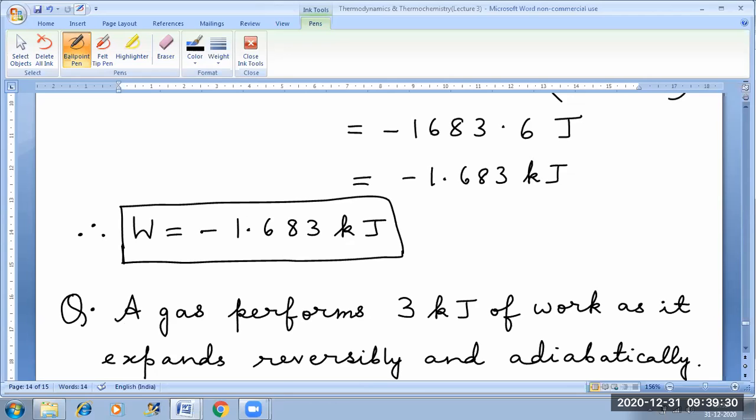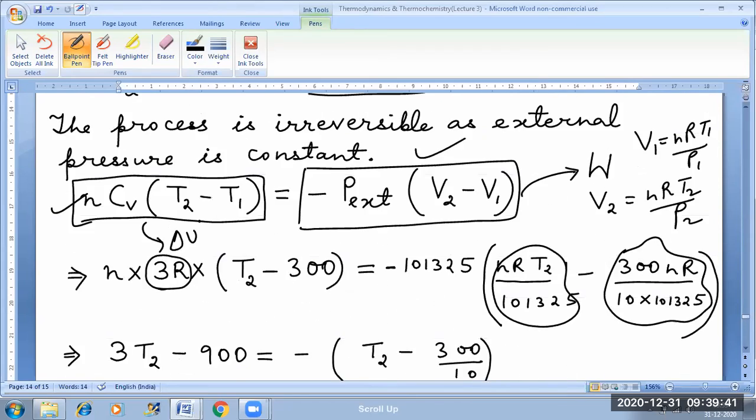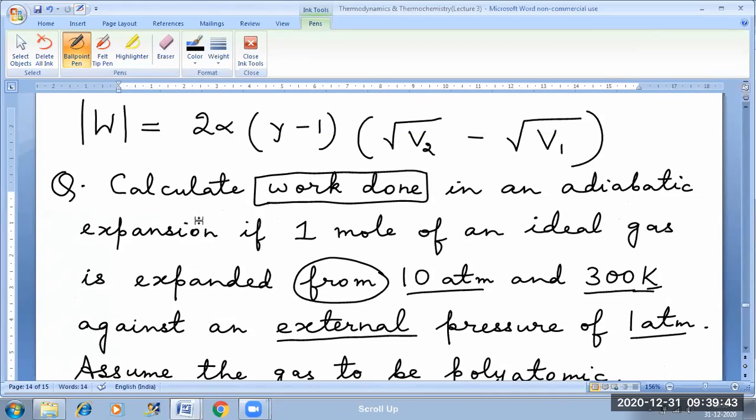Now see, this minus sign is still there. Kindly do not take the modulus now. Why are we not taking the modulus? Because in the question, it is just written calculate work done. They have not mentioned by the gas or on the gas. So do not take modulus.